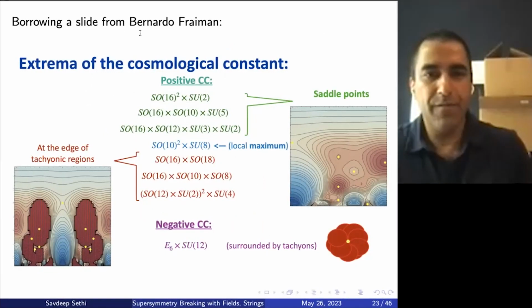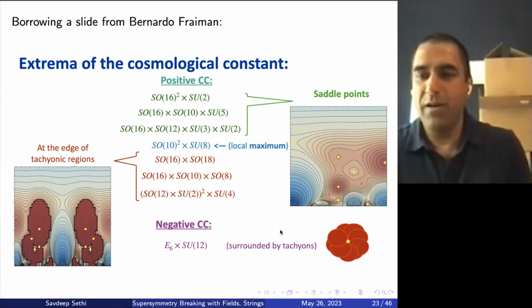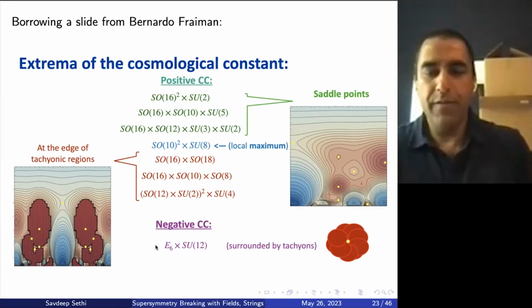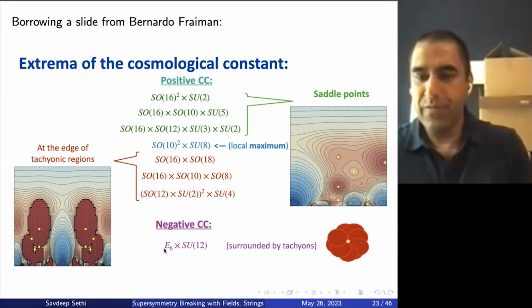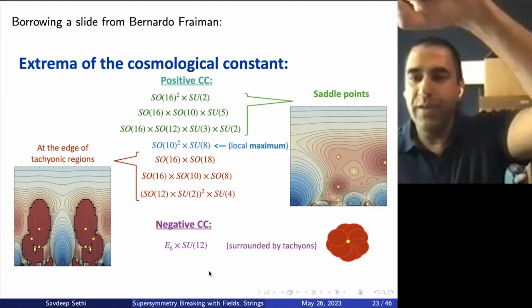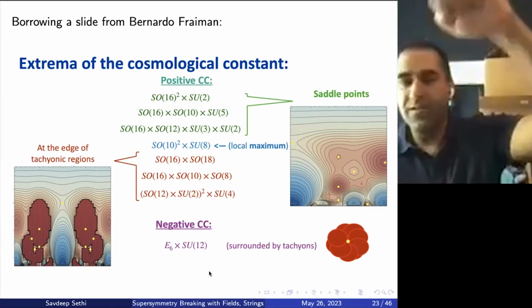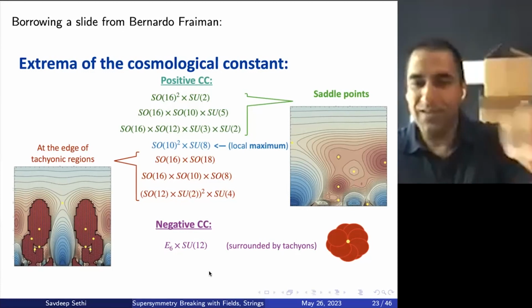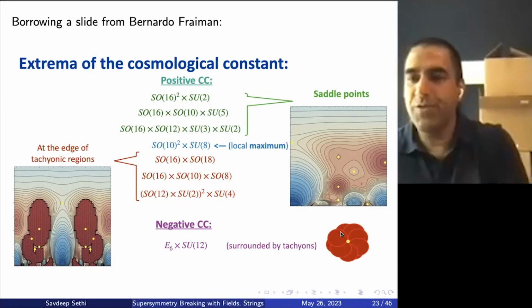So I'm borrowing a slide here from my collaborator, Bernardo, where we can label what this potential landscape looks like. So of these 8 extrema, only one of them has a negative cosmological constant. And it's a very weird point in the moduli space. If you sit at this point and you move infinitesimally in any direction, turning on any of the other scalars around that point, you immediately encounter a tachyon. We'll come back to this in a moment. So it's a point that's completely surrounded by tachyons.